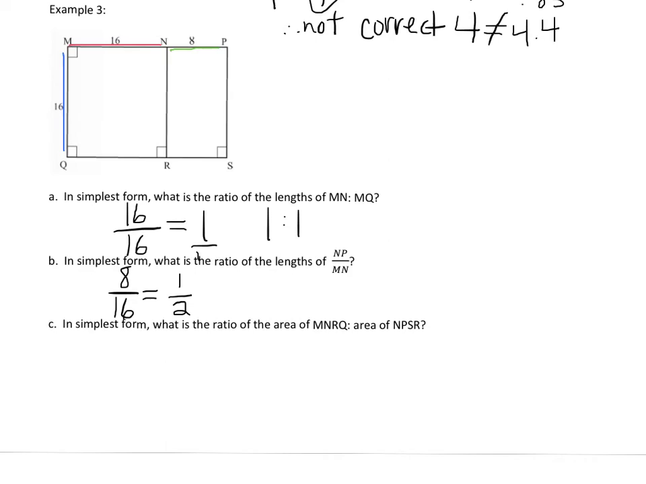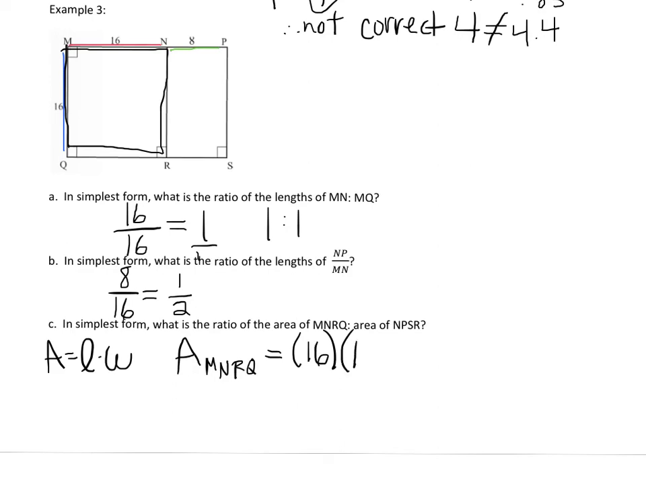And now in simplest form, what is the ratio of the area of MNRQ to the area of NPSR? So we know area is length times width, and the area of MNRQ equals, so if we look at MNRQ, it's that square right there, so that's 16 times 16, which we get to be 256.